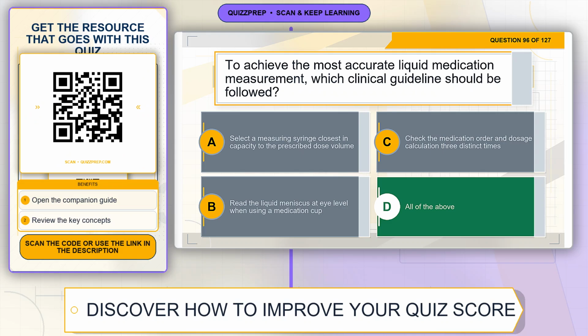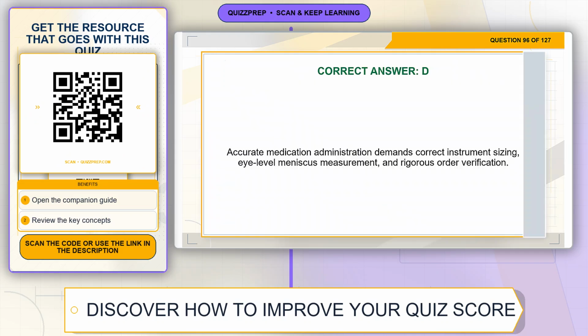The correct answer is option D, all of the above. Explanation. Accurate medication administration demands correct instrument sizing, eye-level meniscus measurement, and rigorous order verification.